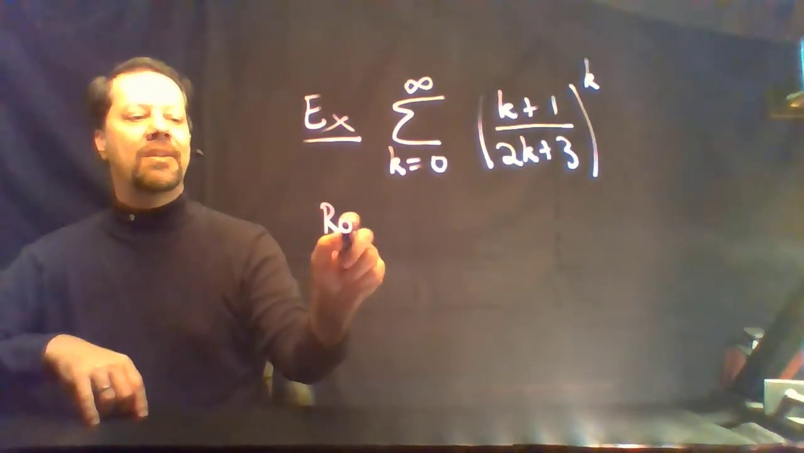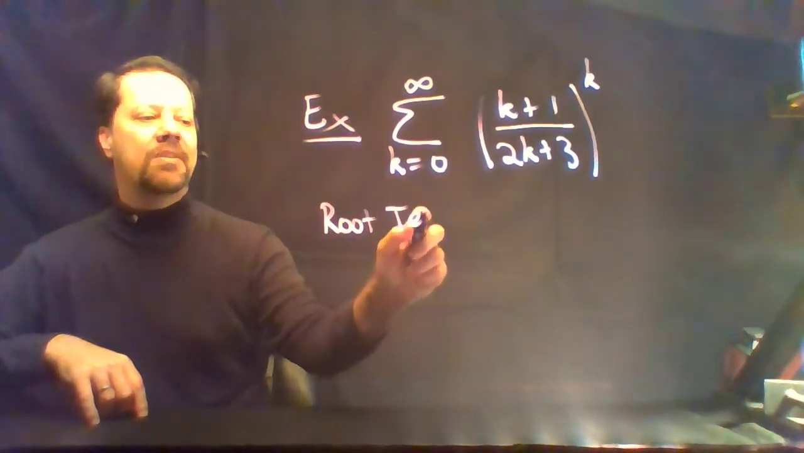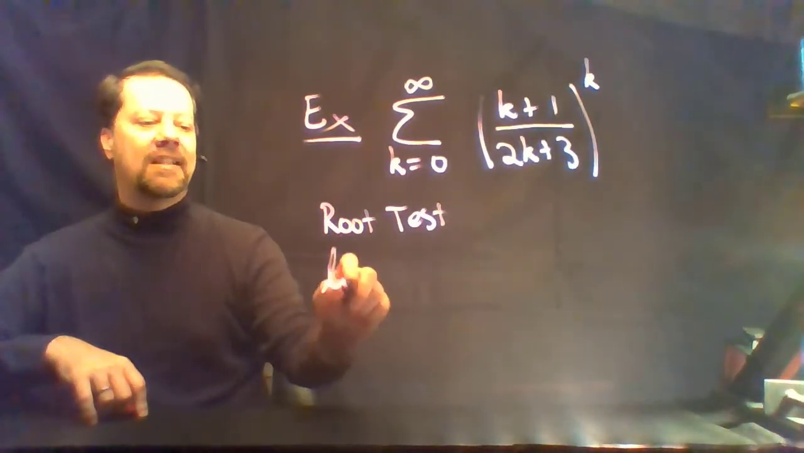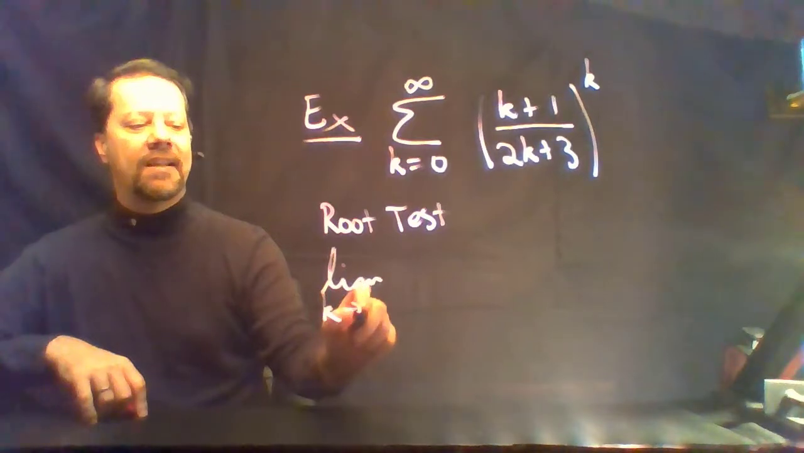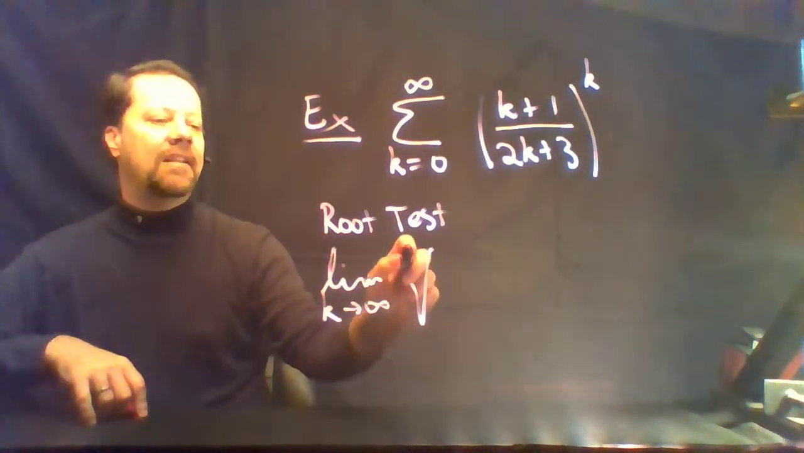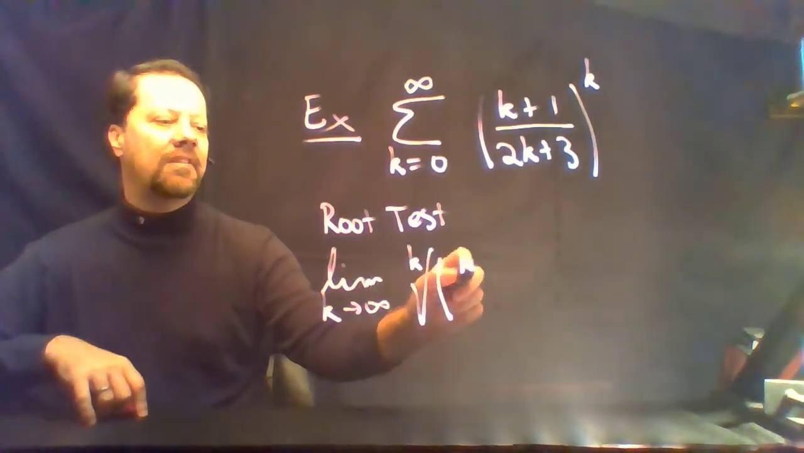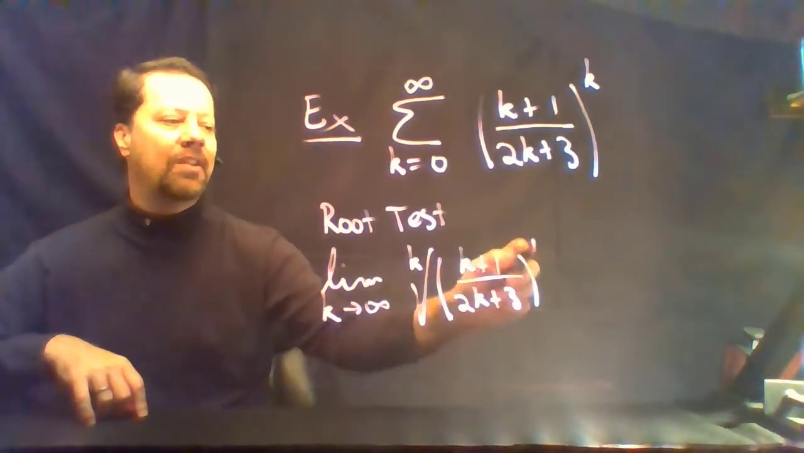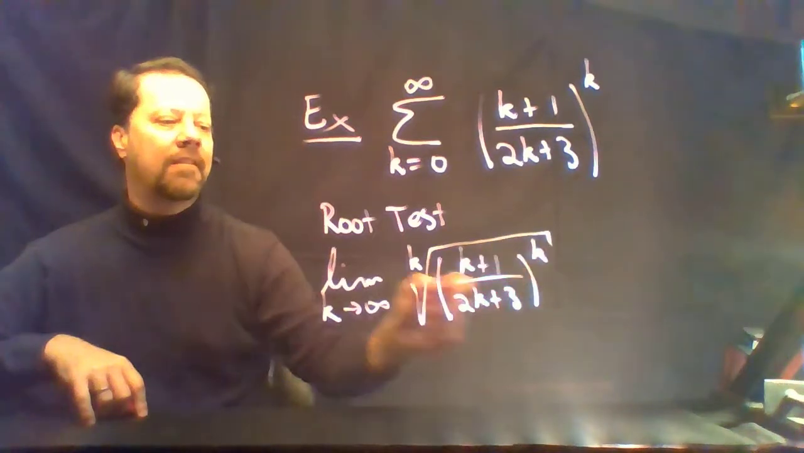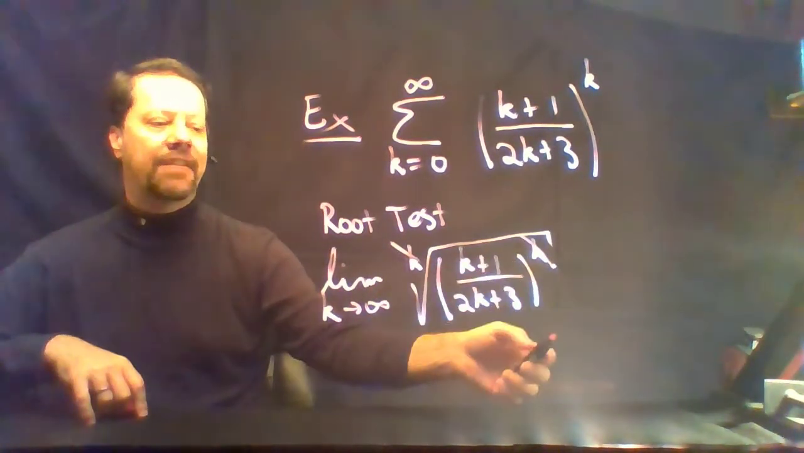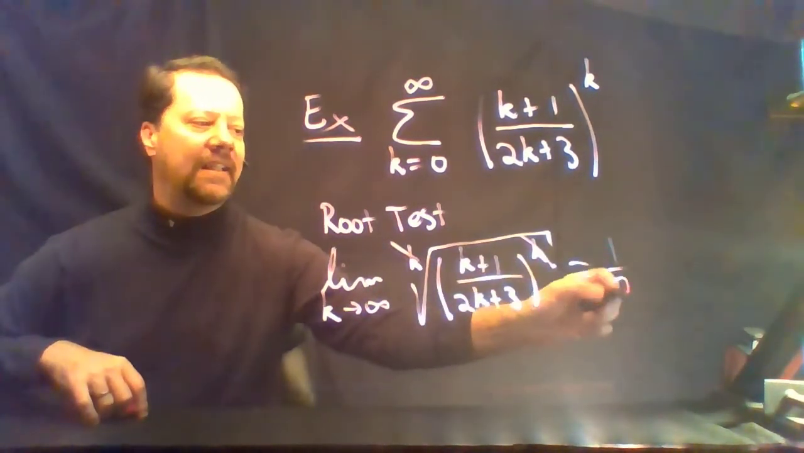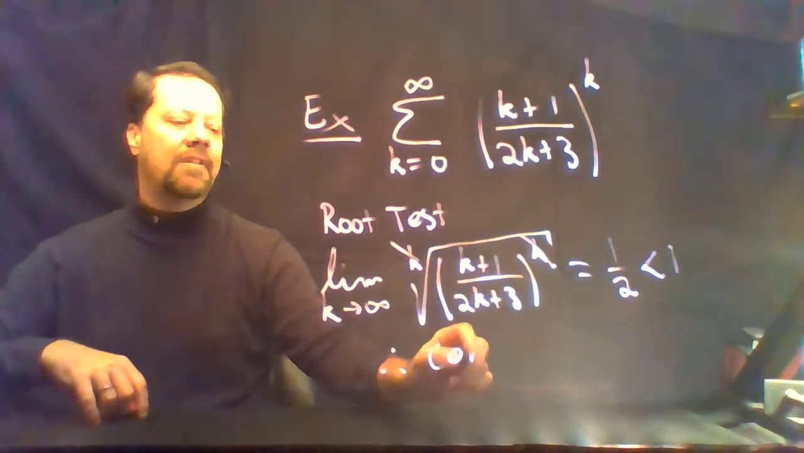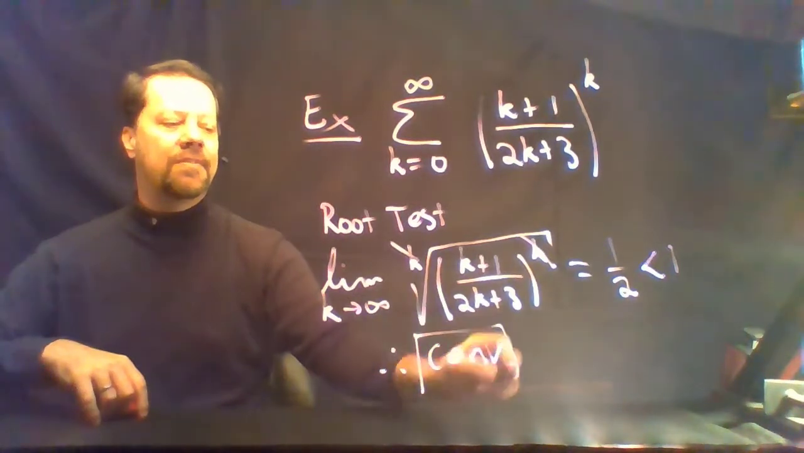But we definitely would like to use the root test here, because the root test cancels out these powers of k. We'll take the limit as k goes to infinity of the kth root of ((k+1)/(2k+3))^k. Of course, the kth root and the power of k cancel, and we get a limit of 1/2, which is less than 1, and therefore the series converges.